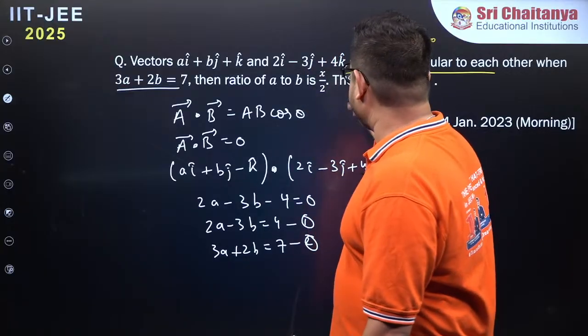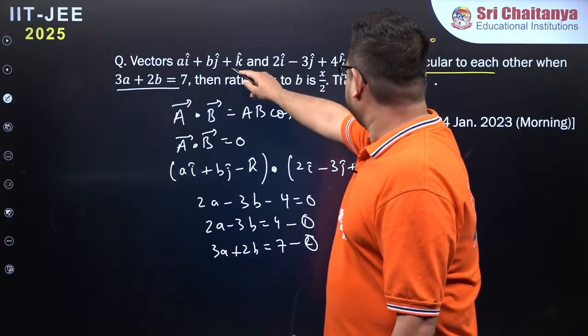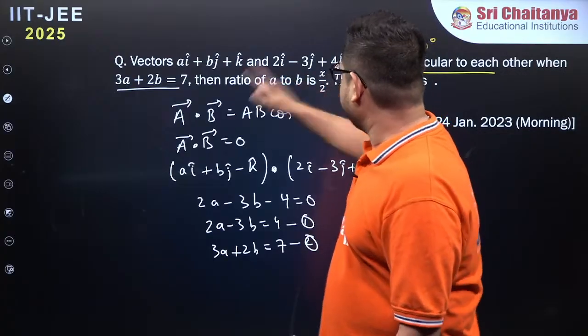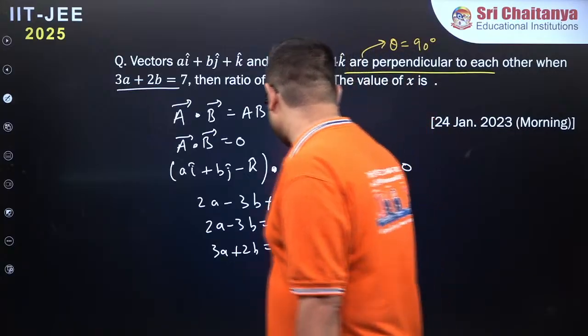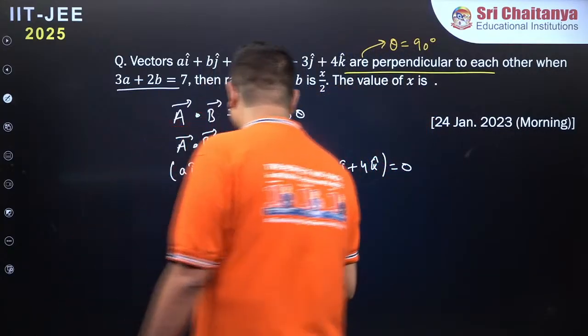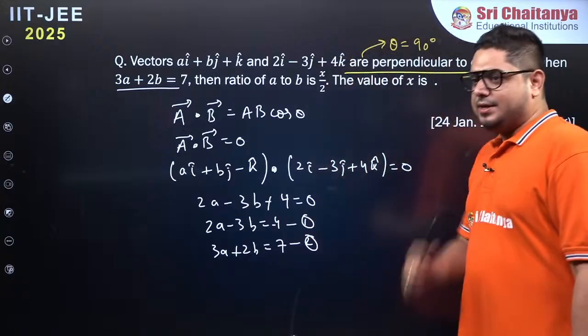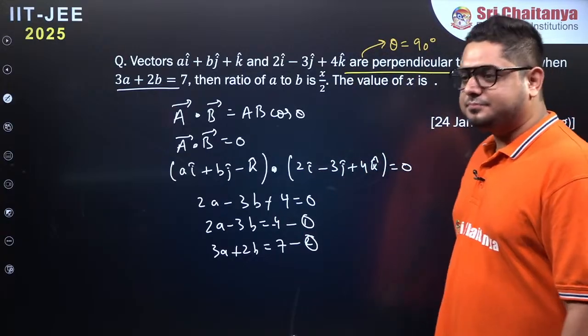Yes, that is plus k cap itself. So plus 4. Yes, you are right. Plus 4 into plus 4. Yes, very good. 2a minus 3b minus 4 will be the result. Good observation, Mridula. Okay, yes, I got it.